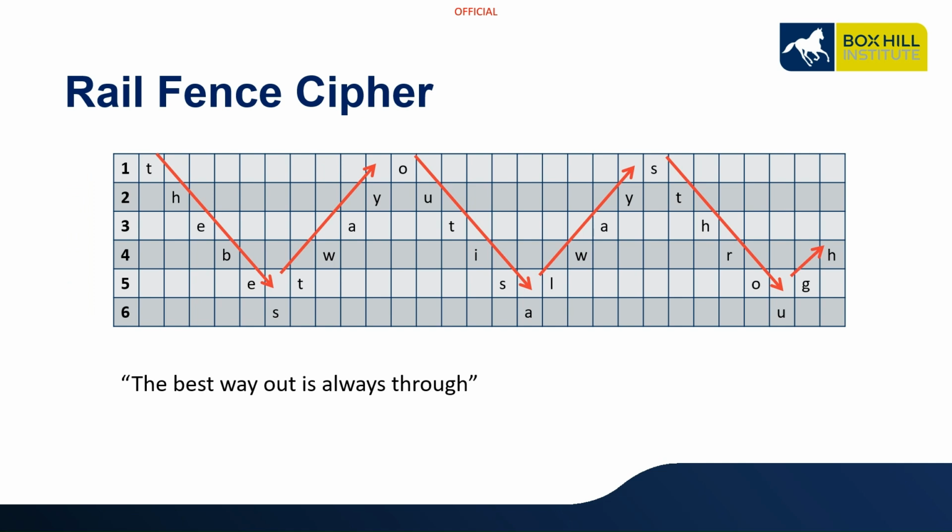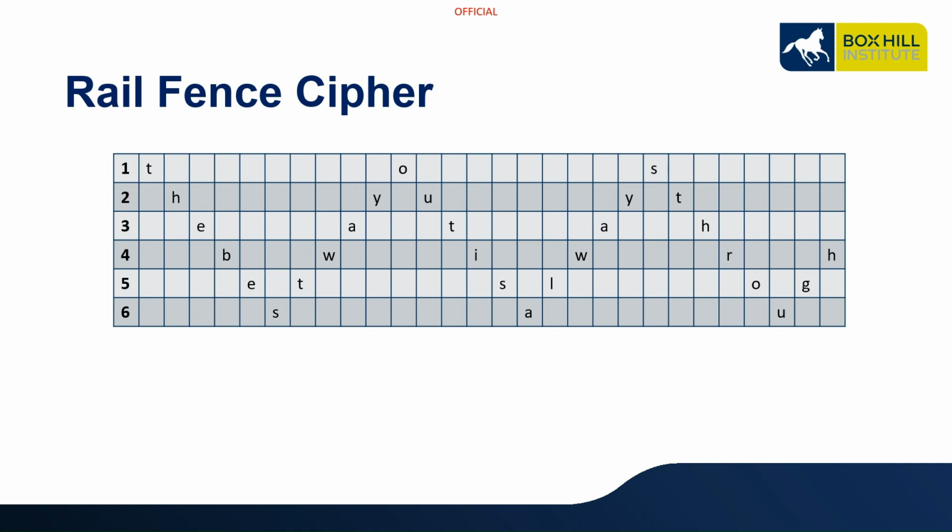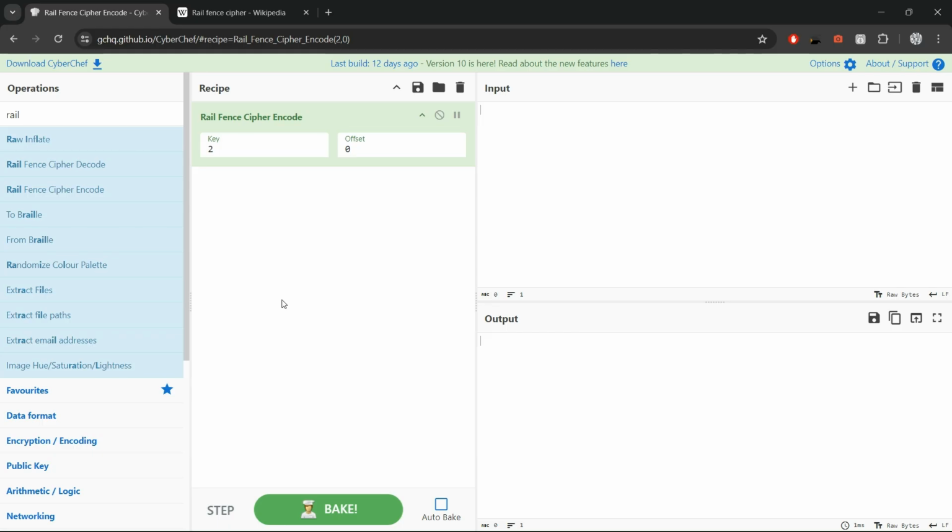You can see the original message flows diagonally downwards and upwards along the columns, and our encoded message is there in the horizontal rows. We've selected our Railfence cipher encode operation and we've dropped it into our recipe. Let's input our message and we'll choose the number of rows for our key. We'll use 6 rows. The best way out is always through.